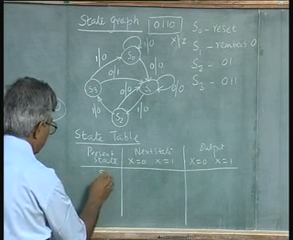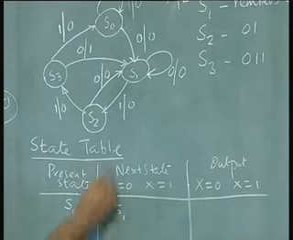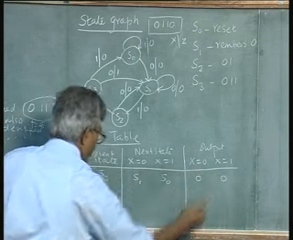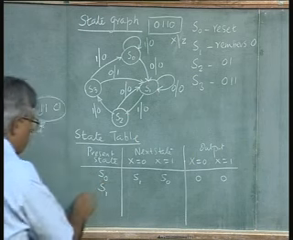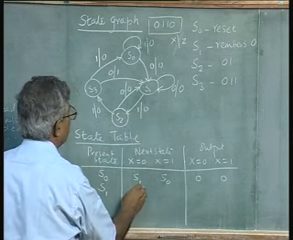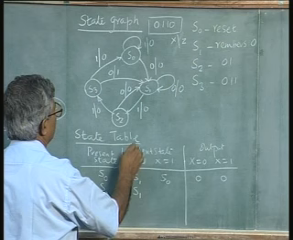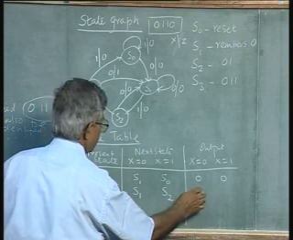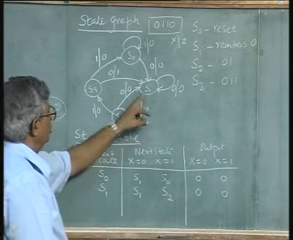If the present state is S0, 0 occurs, we go to S1. If 1 occurs, we remain in S0. In either case the output is 0. If state S1, the input is 0, you remain in S1. Input is 1, you go to S2. In both cases output is 0.